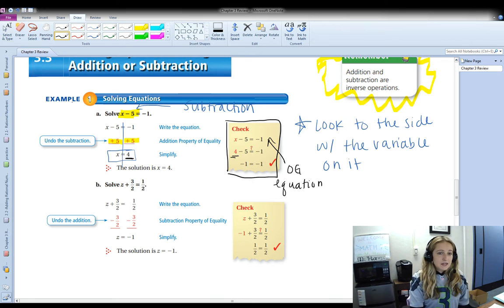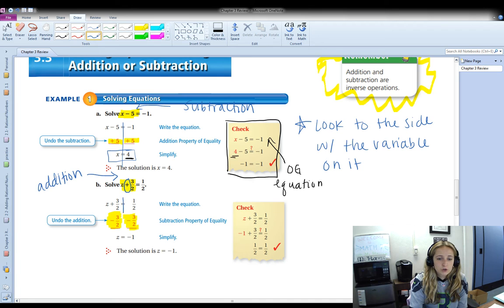So same thing over here. You want to look to the side with the x on it, okay, or the variable. So this is a z, but it's still the variable, so we want to pay attention to that side. Then you want to see how is that number being attached to the z? Well, I see that it's being attached through addition, okay? And what that means is I'm going to need to undo it with subtraction. So look here. I subtract 3/2 on both sides.